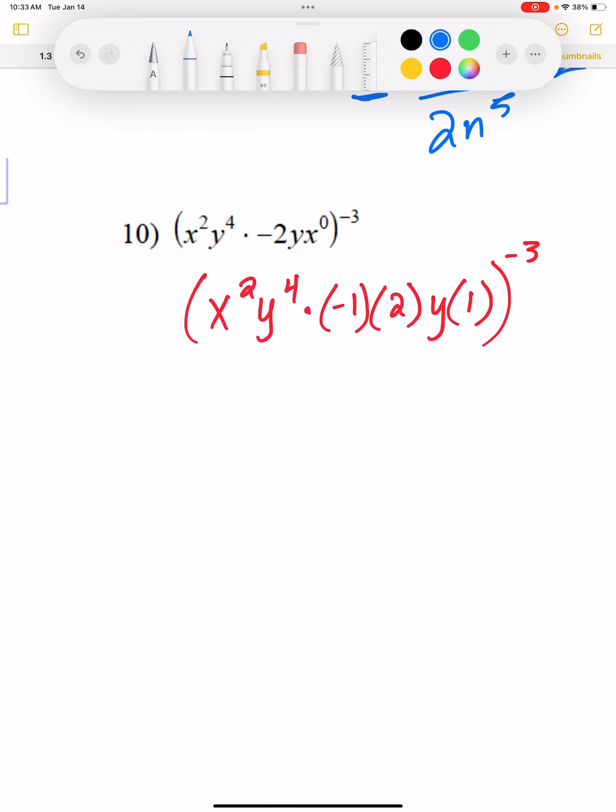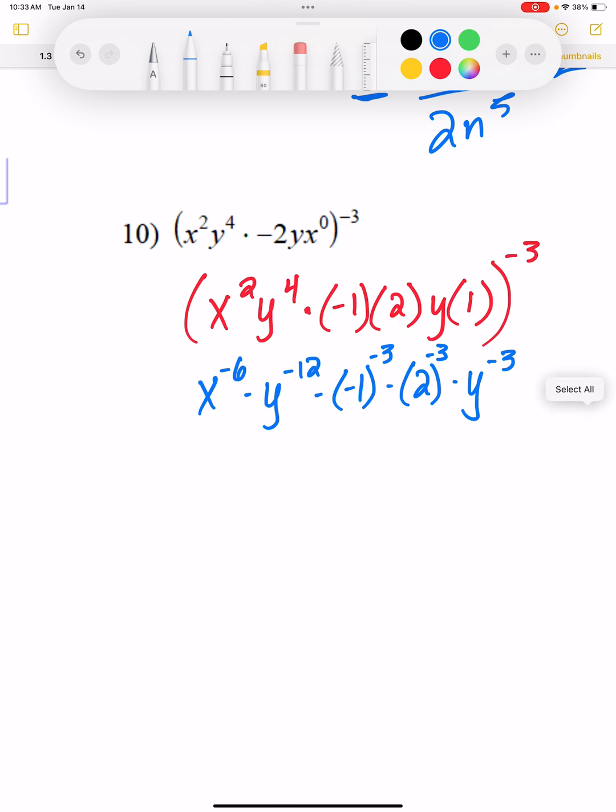All right, so I need to distribute. Everything's being multiplied. I need to distribute that negative 3 in there. So this is x to the negative 6 times y to the negative 12th times negative 1 to the negative third times 2 to the negative third times y to the negative third, and then you could say times 1 to the negative third if you wanted, but 1 to any power is still 1. That's another exponent property.